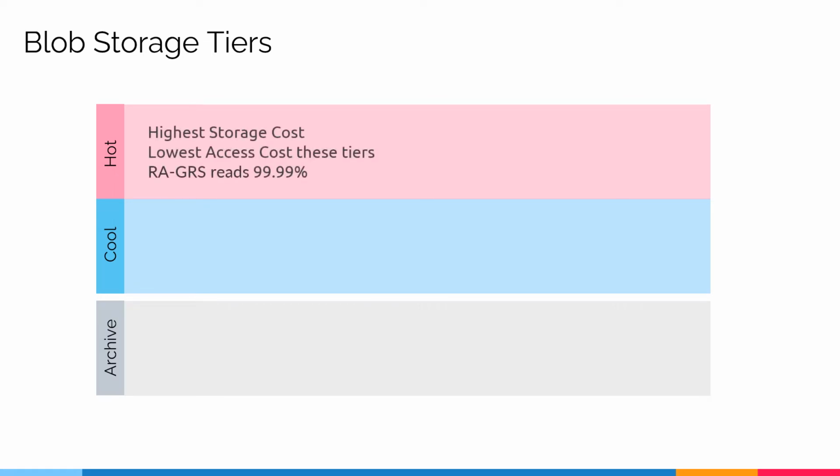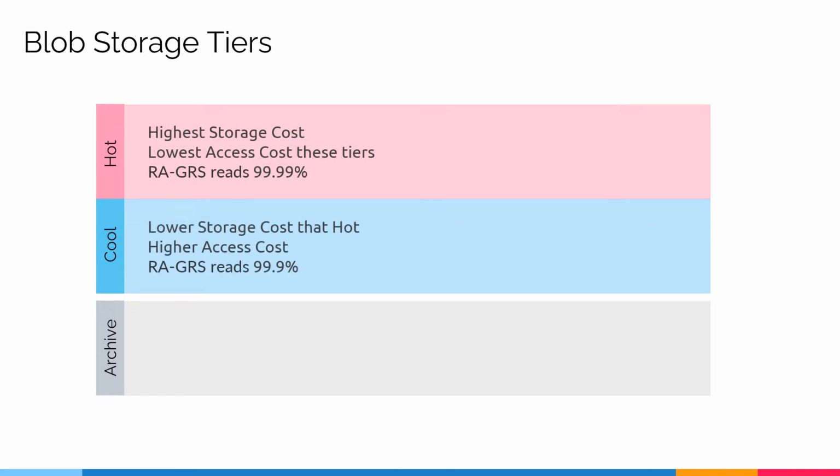The hot tier gives us the lowest access cost of these three tiers. However, it also is the most expensive to store our data. This makes it ideal for when files are in constant use. They're either being read or modified frequently.